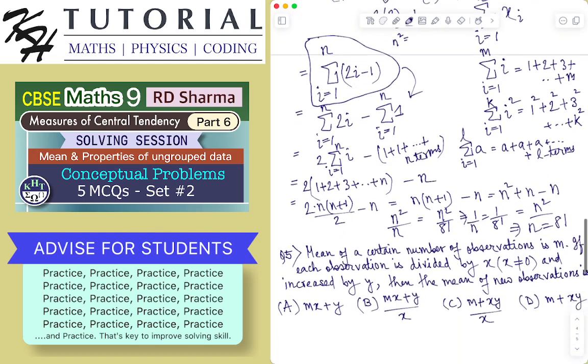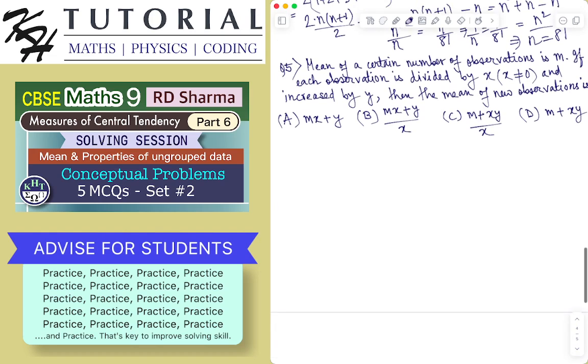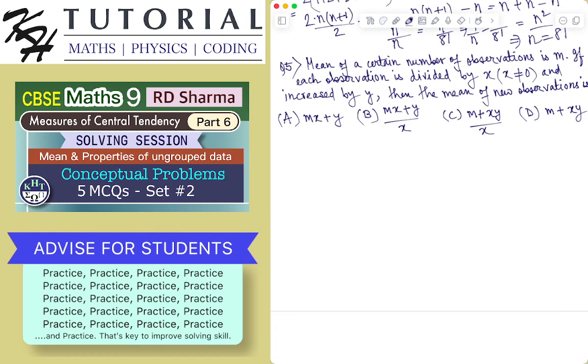Okay, let's see the next problem, last problem. Mean of a certain number of observations is m. If each observation is divided by x and increased by y, then the mean of the new observation is. Okay, so let's say the observations are x1, x2. The number of observations is not known. Let's say there are n number of observations.